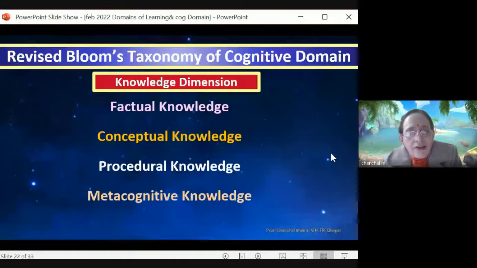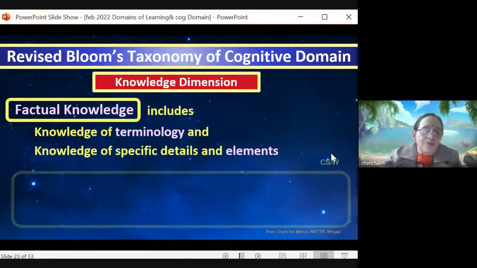Okay. So what does factual knowledge actually cover? Factual knowledge क्या cover करता है? Any one of you? Okay, let me discuss with you.